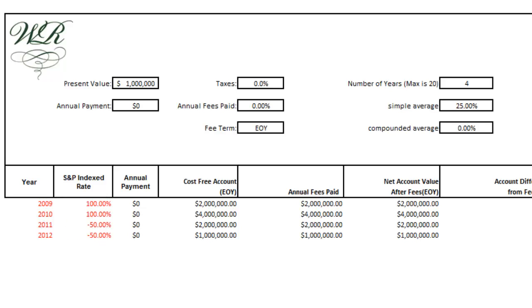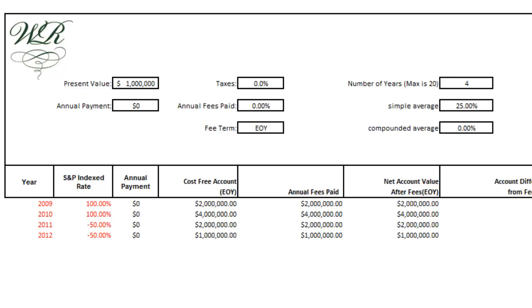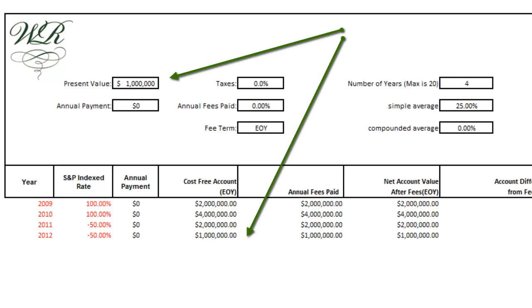Now, the way you get the simple average, you add up the returns. In this case, 100 plus 100 is 200 minus 100. So the total is 100. Then you divide that number by the number of years, in this case 4, and the simple average is 25%, and it's true, and that is a correct number. But look, you started with $1 million, and 4 years later you ended with $1 million. The compounded return was 0.